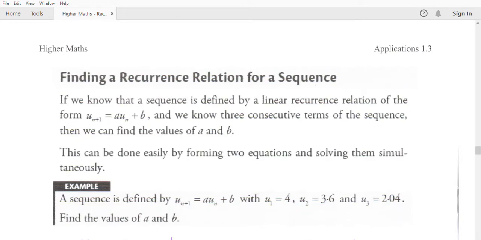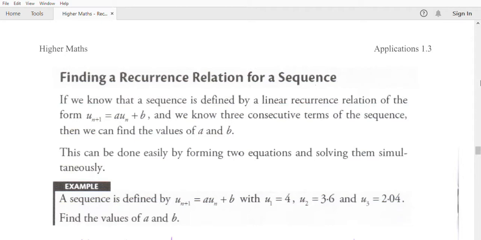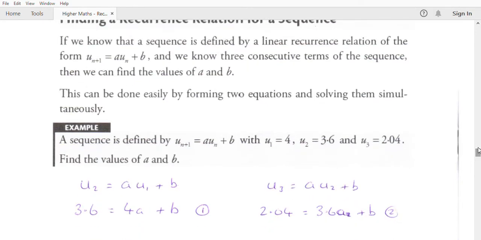Hello and welcome back to the Higher Maths Recurrence Relation topic, and in today's lesson 3 we're going to look at finding a recurrence relation for a sequence. In the previous two lessons on this topic we have been calculating U1, U2, U3, U4, U5 etc. by substituting in and evaluating. Today we are going to be given a sequence and we're going to have to find our values of a and b. So straight into the example.